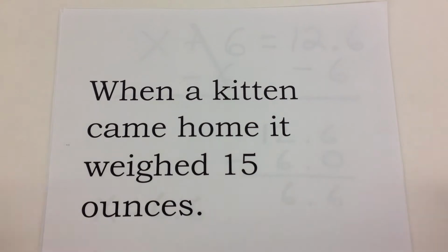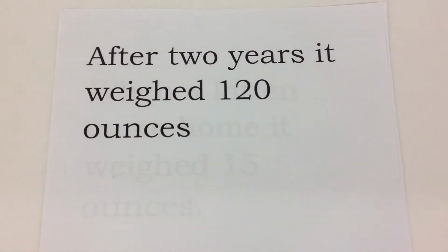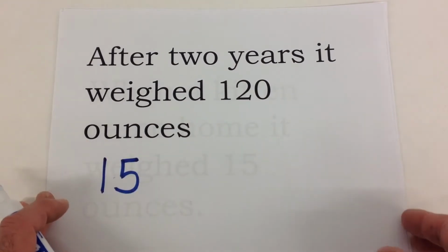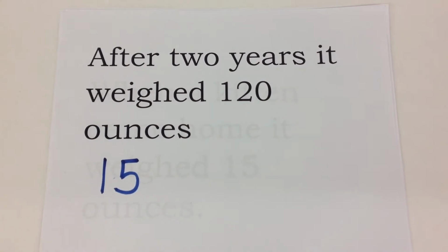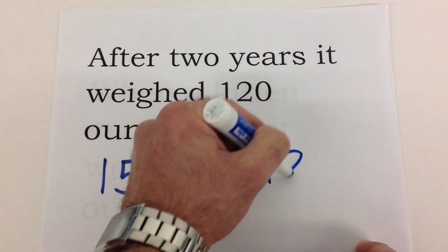Let's look at a word problem. When a kitten came home, it weighed 15 ounces. So keep that 15 in your mind. After 2 years, it weighed 120 ounces. So how can we make an equation with this? Well, we know we had a 15 to begin with, right? That's how much it initially weighed, 15 ounces. Eventually, in 2 years, it's going to weigh 120.